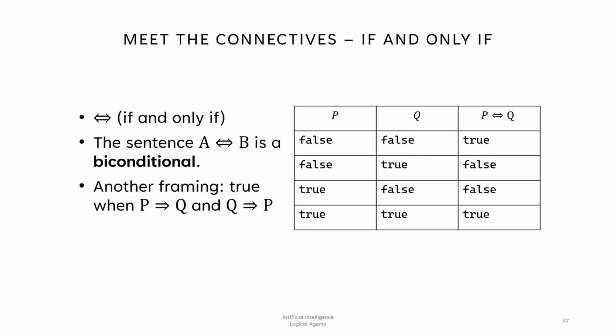And then the last is if and only if, which is called the biconditional. A more technical definition is that P implies Q and Q implies P. To me, it's easiest to think of it as equality, but they're not technically the same. So false and false is true, true and true is true, but if they have different values, then it's going to be false.